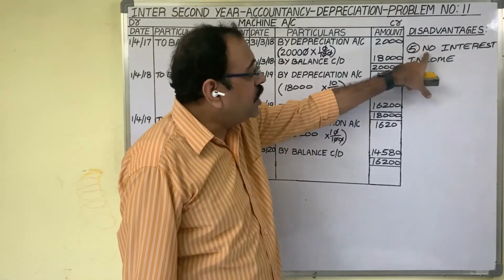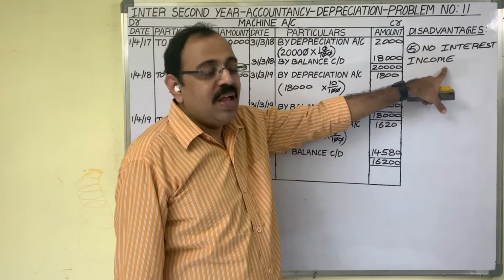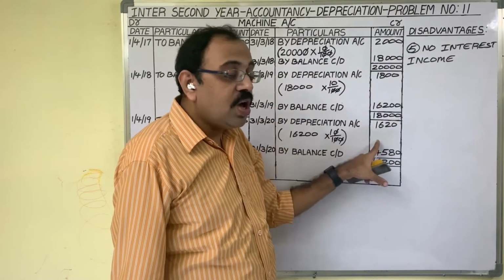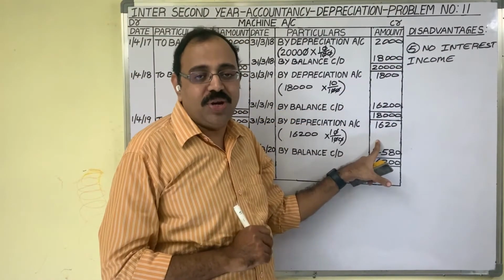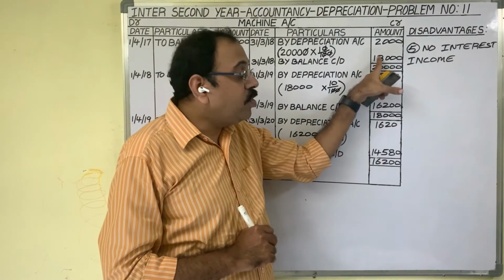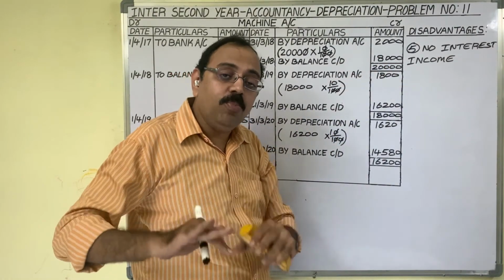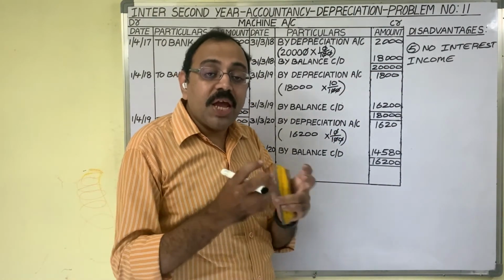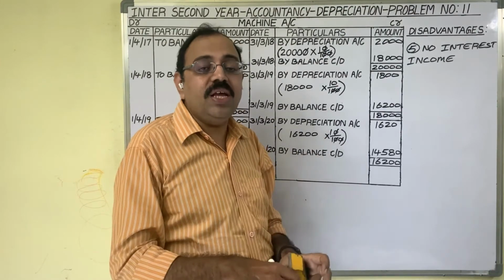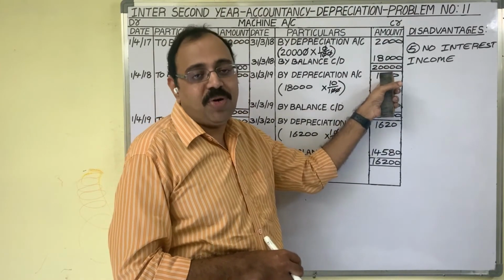The fifth disadvantage is no interest income. As depreciation amounts are not invested in outside securities, and these amounts are kept in the business unproductively, the firm cannot earn any interest on these depreciation amounts.